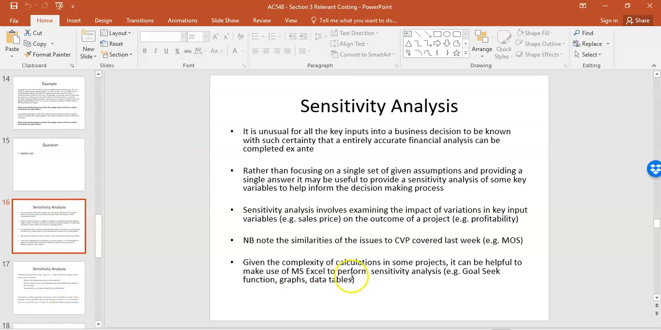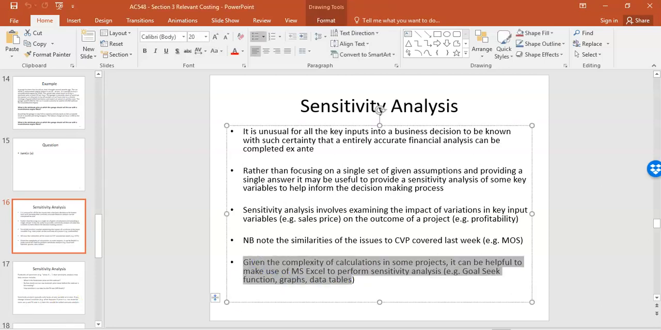Now you can do that with a pen and paper. Oftentimes you'll use Excel as well. You can use functions like graphs, data tables, and also the goal seek function, which we use in the Angelina screencast that's available on Loop. So again, you're not going to be examined on any of that, don't worry. But it's important to have an appreciation.